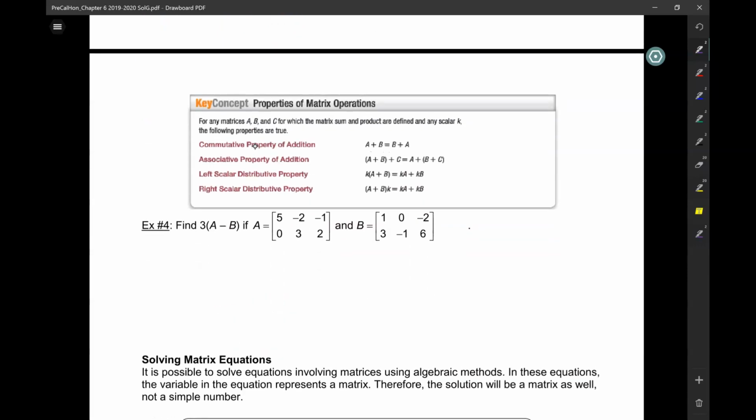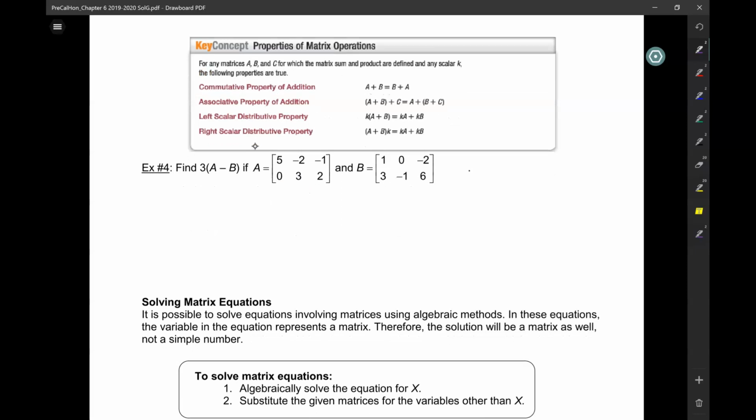Okay. These properties are still the same. Commutative property is the same. Associative property is the same. If you're adding 3 matrices, you can do them in any order. Scalar multiplication, you can distribute. It's the same. All right? So why don't we do one of these here? I have to do 3 times A minus B. Right? So you can either do 3 times A minus 3 times B, or you could do it in the other order. So this is going to be 3 times. Okay, so what's A? That's A minus B.